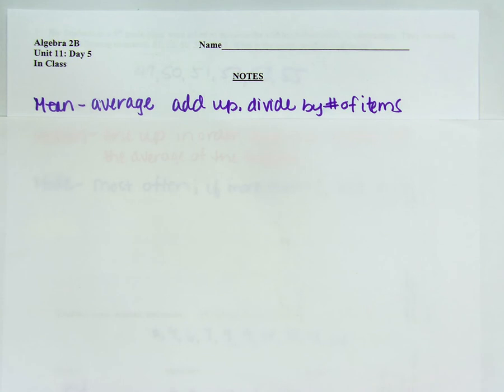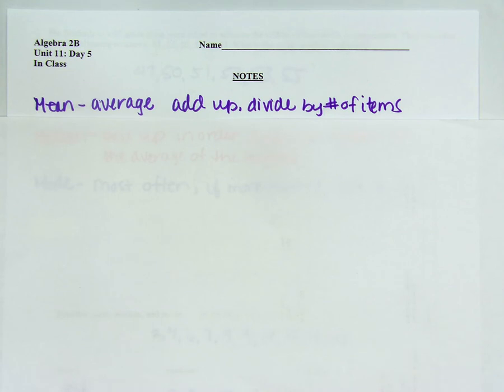Okay guys, today is Unit 11, Day 5, so we're going to go over our measures of central tendency. If you guys don't remember what those are, that's our mean, median, and mode. So I've written out your definitions for you, so we're going to move pretty quickly through this video. So please stop and start as needed, because I think you guys are pretty familiar with how to do this.